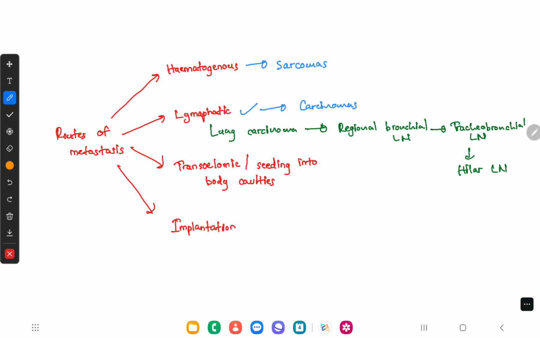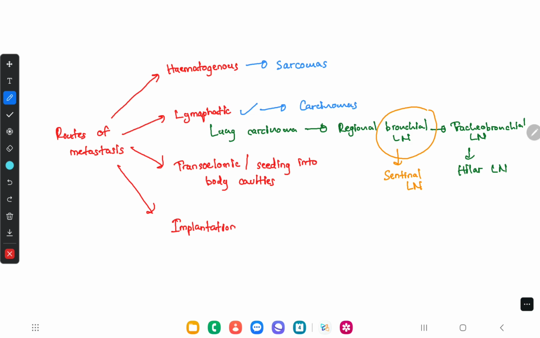There is a term called sentinel lymph node. What is the meaning of sentinel lymph node? It is the first regional lymph node that receives lymph flow from the primary tumor. Here in this example, the regional bronchial lymph node is the sentinel lymph node.